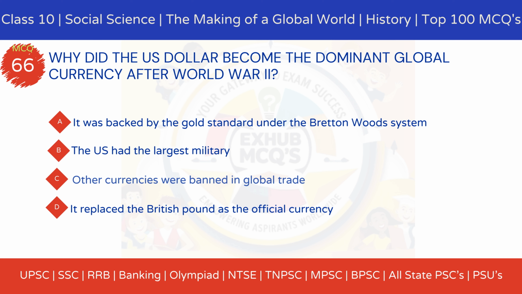Option A. It was backed by the gold standard under the Bretton Woods system. Option B. The US had the largest military. Option C. Other currencies were banned in global trade. Option D. It replaced the British pound as the official currency.